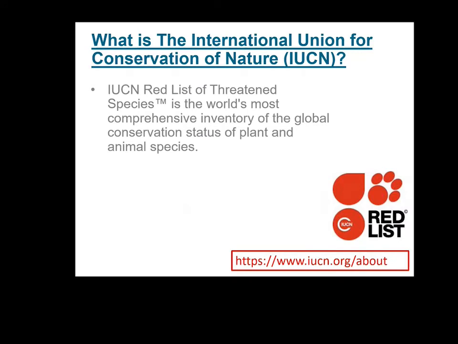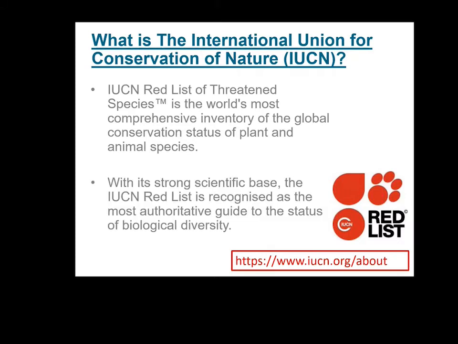IUCN is a membership union composed of both government and civil society organisations. It harnesses the experience, resources and reach of its more than 1,400 member organisations and the input of more than 18,000 experts. This diversity and vast expertise make IUCN the global authority on the status of the natural world and the measures needed to safeguard it.